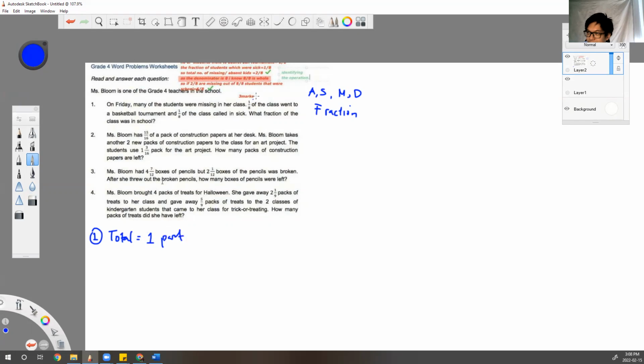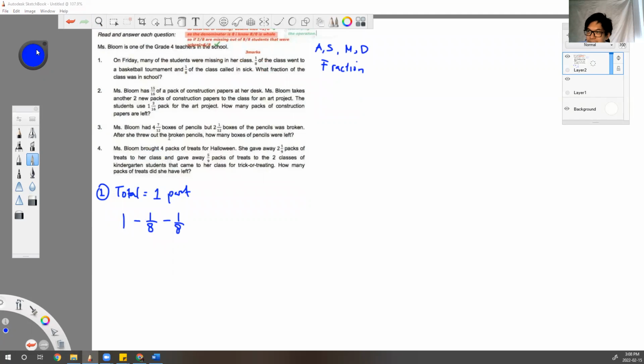And then 1/8 were at the basketball tournament. So one subtract, right? That is in class, basketball, minus called in sick. You need to make the denominator equal. This is the subtraction. You need to memorize that 1 is equal to 1/1, and 1/1 can be written as 8/8. Why? Because you need to make the denominator equal. So for everything it is 8. Put 8 here, then 8 minus 1 minus 1. 8 minus 1 is 7, 7 minus 1 is 6, right?